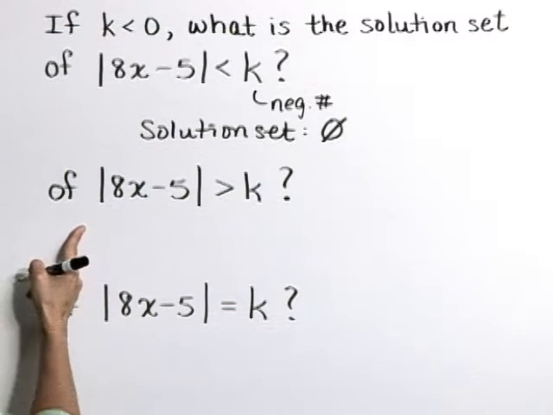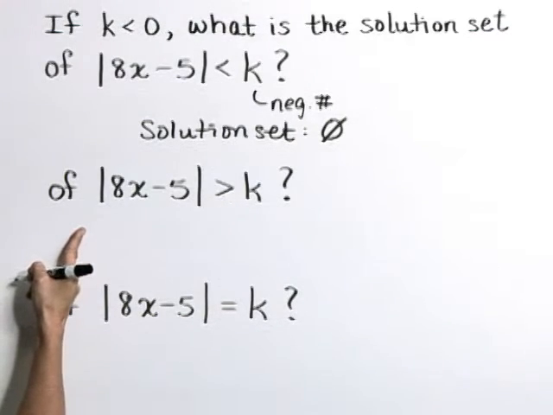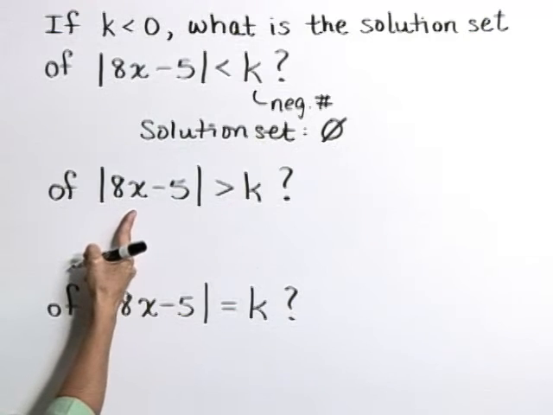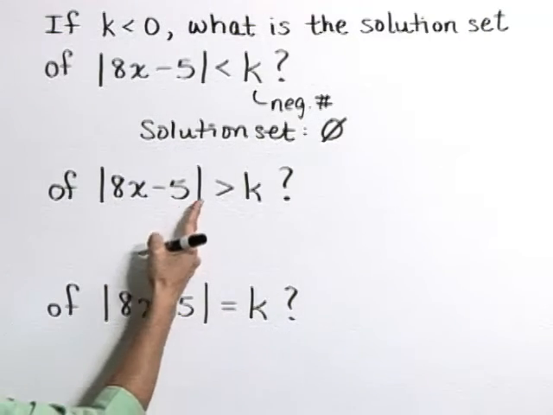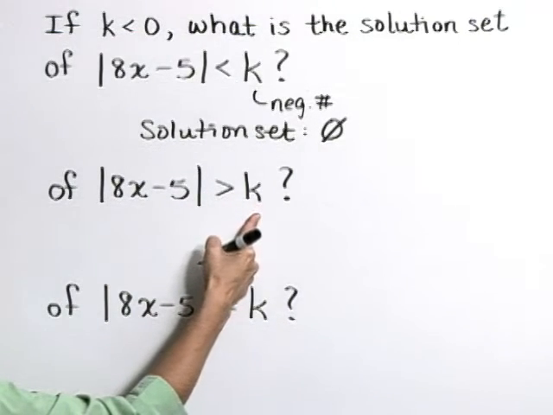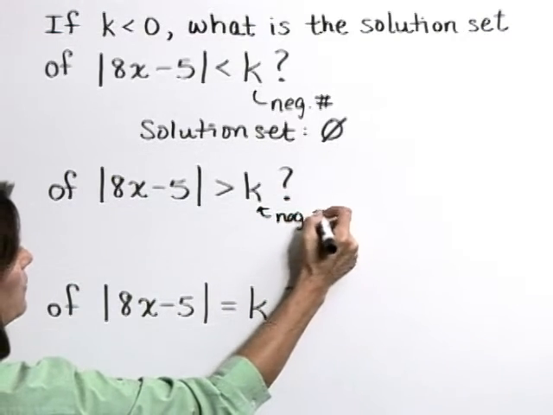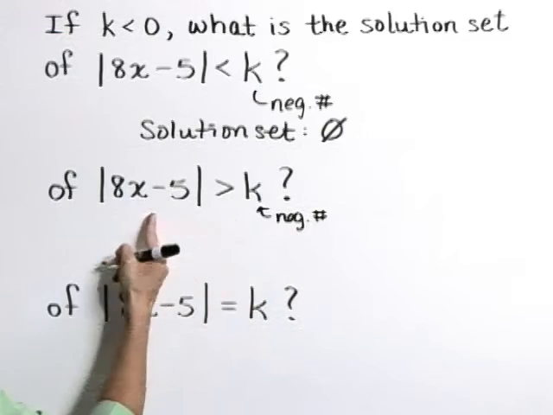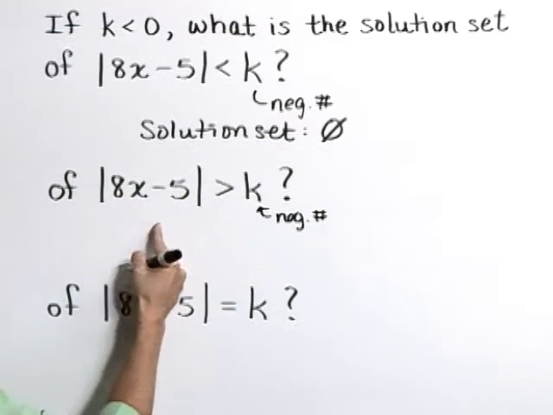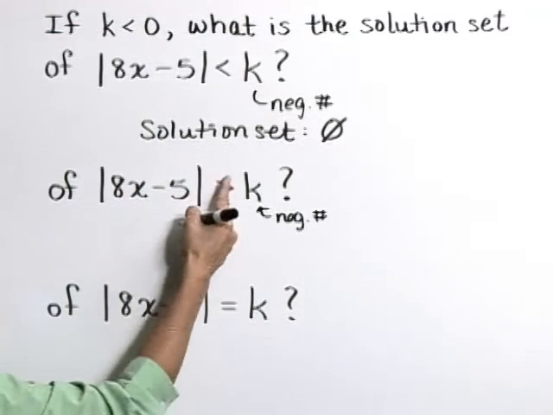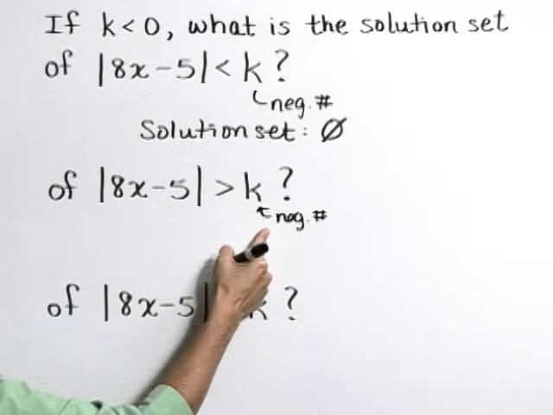With our second question, if k is less than 0, what's the solution set of the absolute value of 8x minus 5 is greater than k? Okay, so if k is less than 0, it's a negative number. We have a statement here saying that the absolute value of a quantity is greater than a negative number.